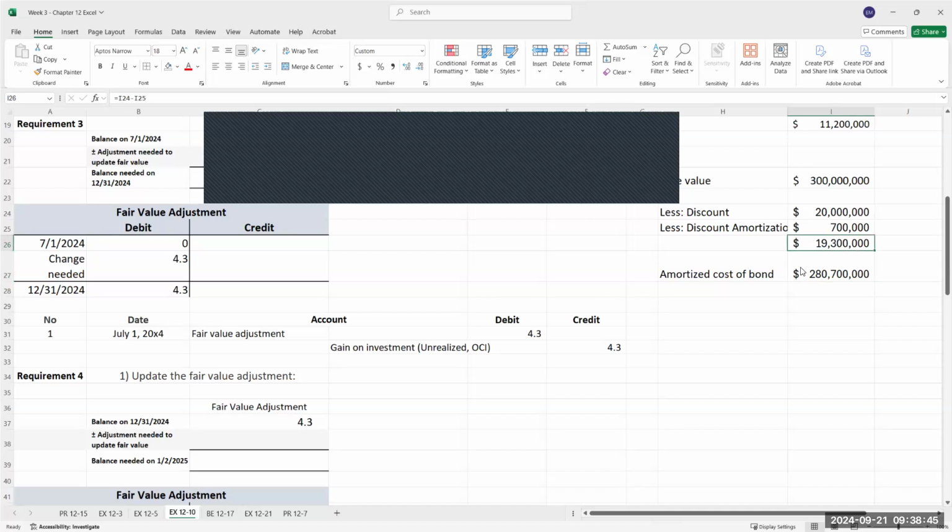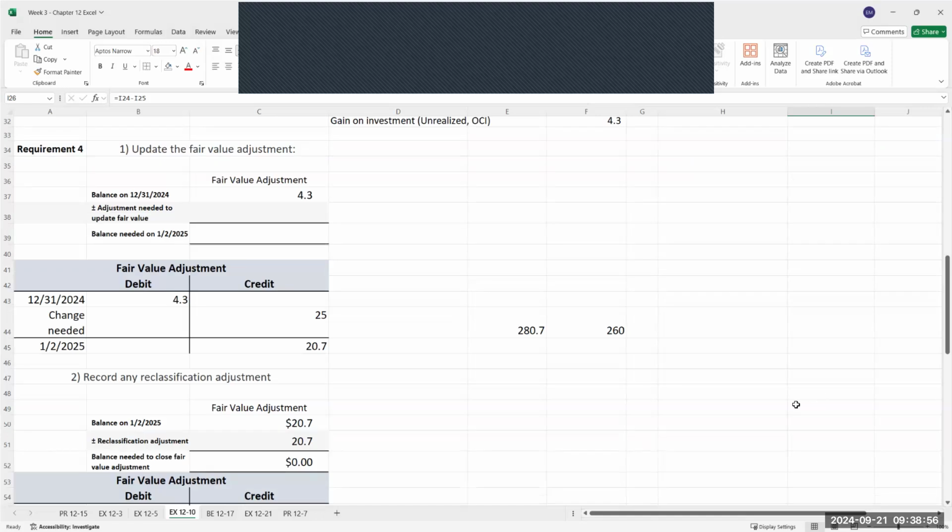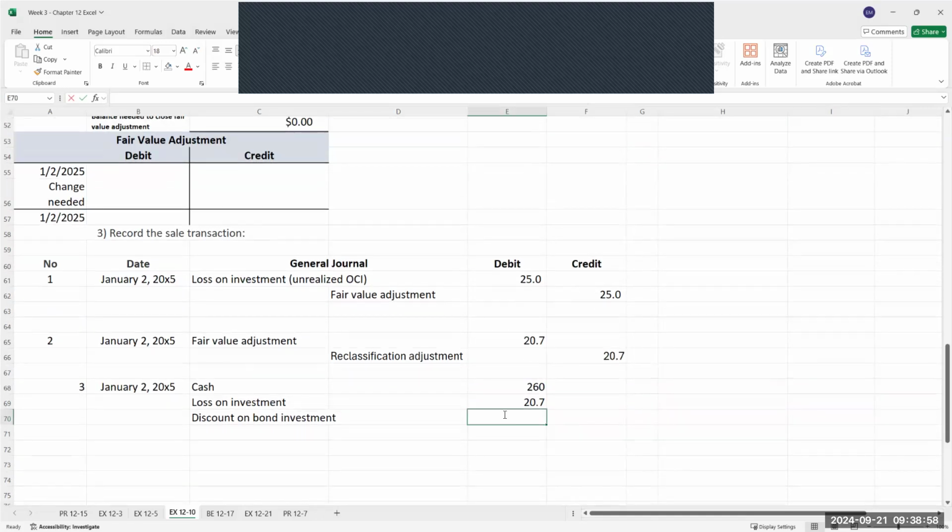How did we get that? Originally, the discount was set up for 20 million. We amortized it when we received the interest payment for 700,000. So the ending balance in that discount on bond investment is 19,300,000. And then we add up the cash received, the loss on investment, and the discount on bond investment. And this is equivalent to the value of the investment in bonds, which is our credit.